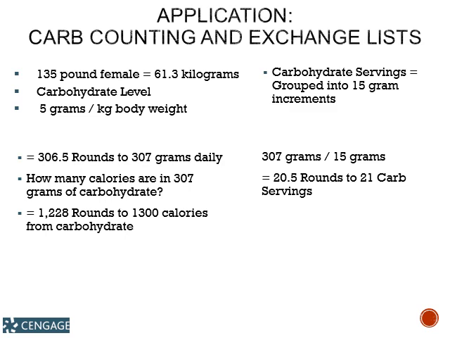Within exchange lists, carbohydrate servings are grouped into increments of 15 grams of carbohydrate. So in order to determine the number of carb servings that are allowed, you can take the number of grams allowed daily, divide them by 15, and get the number of carb servings, which can be rounded.